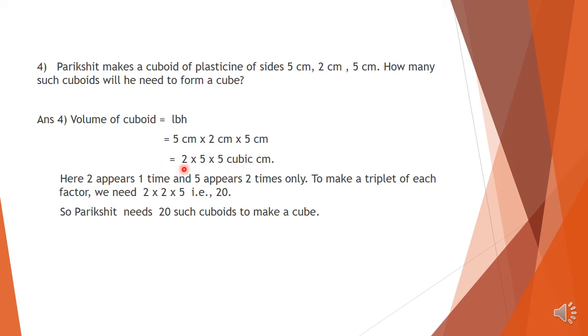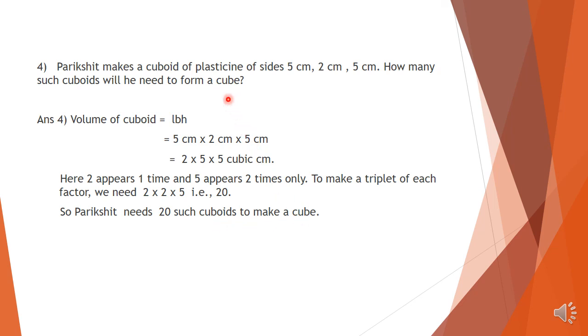So 2 here comes only 1 time. So a shortage of 2 is here. 2 into 2. We have 2 times 2 less here. And 5 into 5 we have here. So what is the shortage? 1 5 is short. So total shortage is 2 into 2 into 5 to make a cube. What is that number? 2 into 2 is 4. 4 into 5 is 20. So Parikshit needs 20 such cuboids to make a cube.